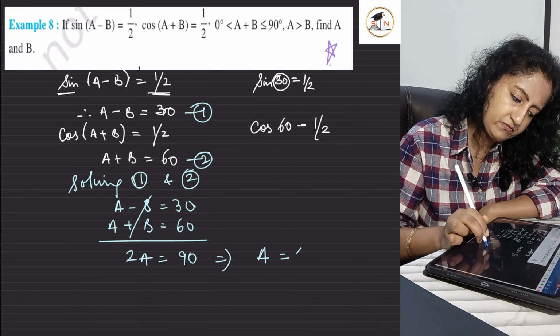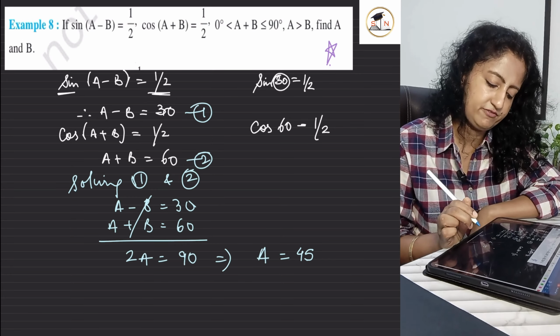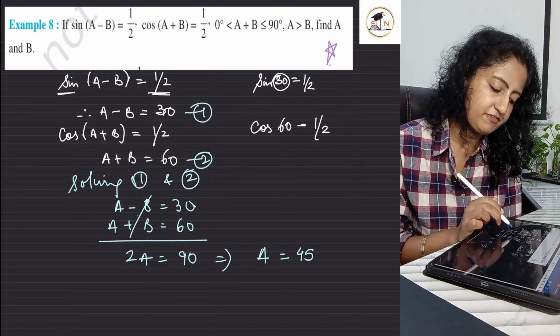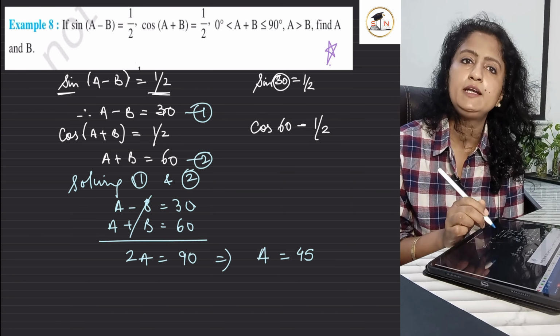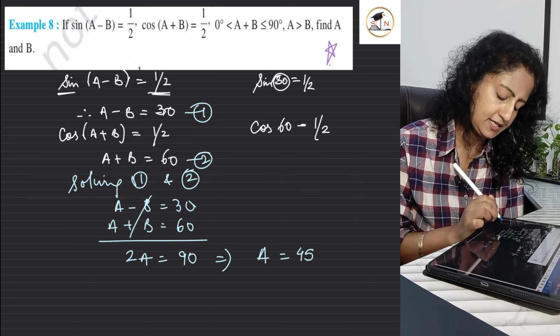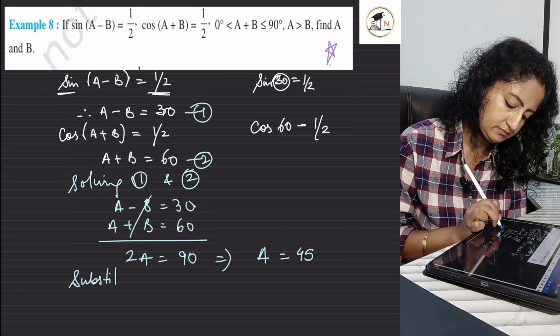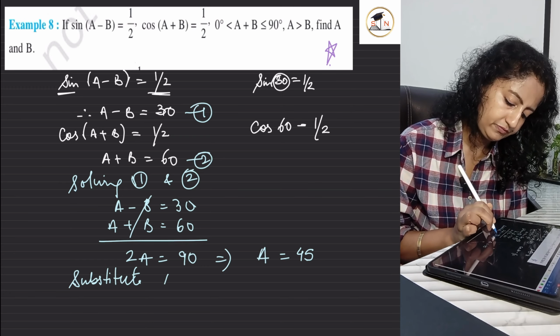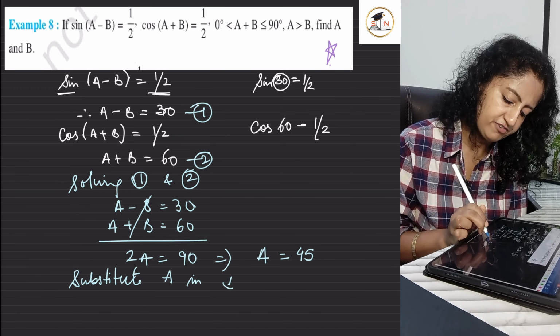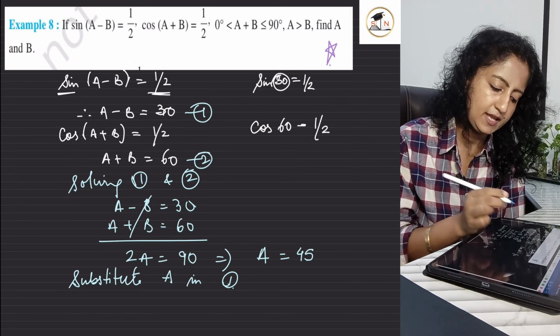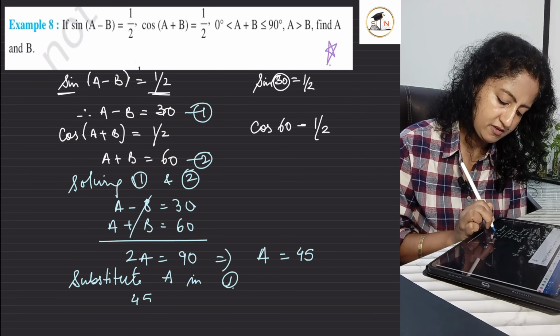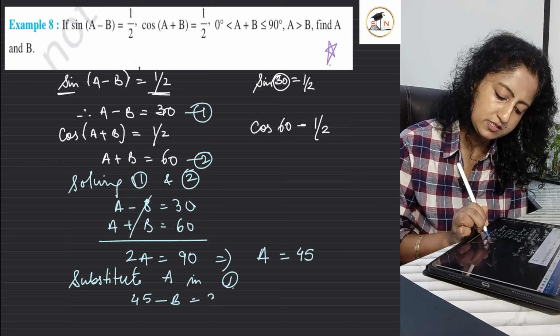a equals 45. Right? I got the value of a as 45. Now we need to find b. So अब हम b कैसे करेंगे? Substitute a in first. Okay, I am substituting a in first. We get 45 minus b equals 30.